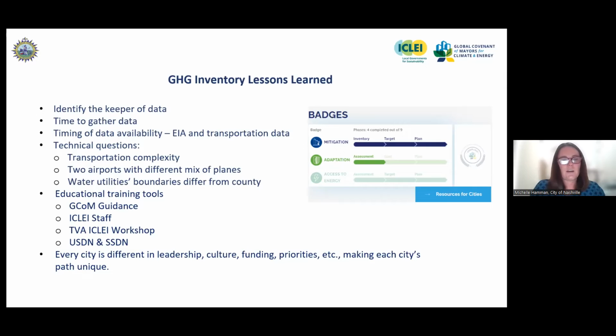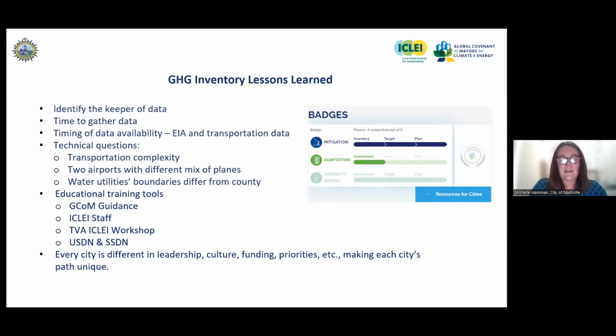we have used GCOM guidance, asking ICLEI staff. ICLEI conducted a workshop for our local power companies that fall under the Tennessee Valley Authority, and we attended the workshop with our local power company. And then we also have regional groups such as the Urban Sustainability Directors Network and the Southeast Sustainability Directors Network that we ask questions, attend webinars, and try to get our technical questions answered.